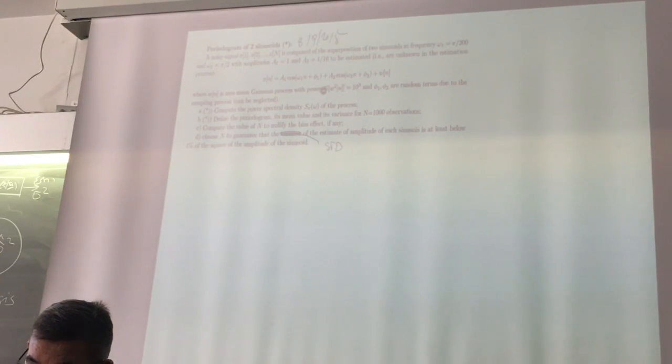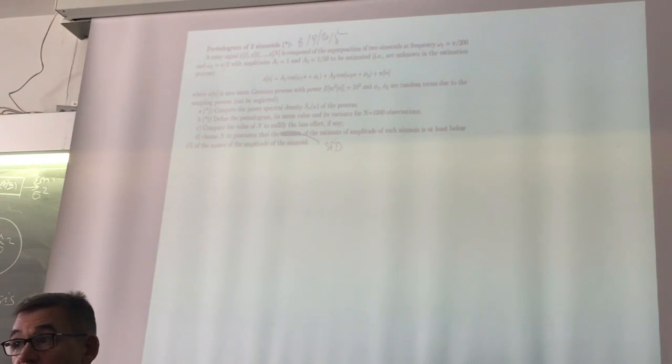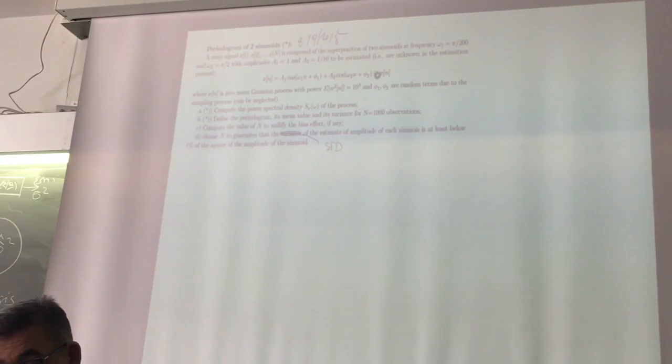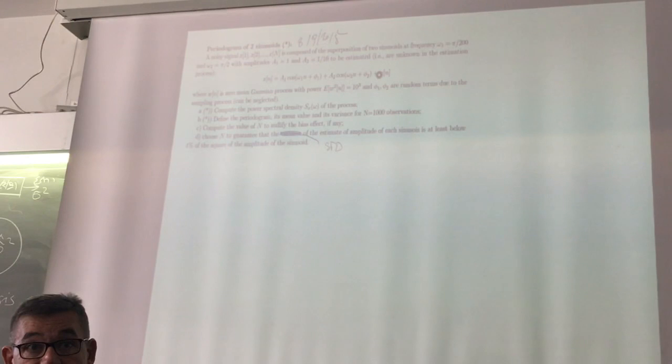With power 10 to the power 3, and phi1, phi2 are random terms due to the sampling process, which can be neglected. So phi1 and phi2 are the phases of the sinusoids. Now, compute the power spectral density S_W of the process. So the goal is to compute the power spectral density of this process.